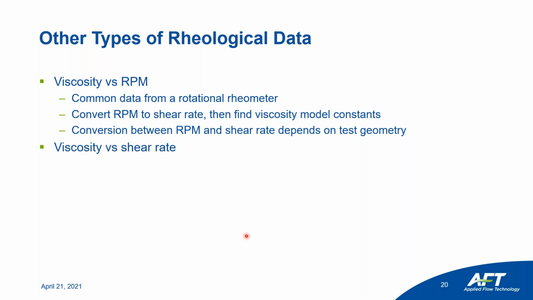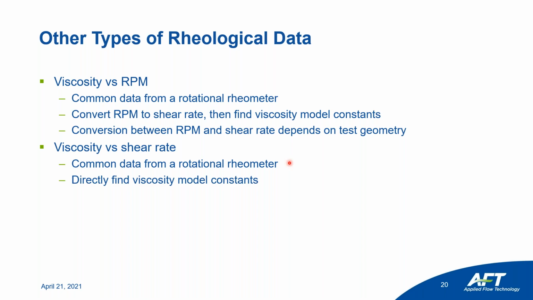Another type of data you might have is viscosity versus shear rate data. And again, this is going to be common data from that rotational rheometer. We can convert this RPM to shear rate or have the shear rate on its own. And from here, we can directly find our viscosity model constants.